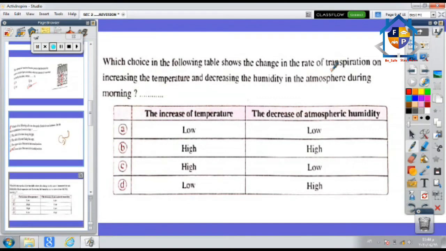So the increase in temperature is high and the decrease in atmospheric humidity is also high. Why? Because transpiration increases with increasing temperature and decreasing humidity. Okay, the decrease in the rate of humidity will be high.